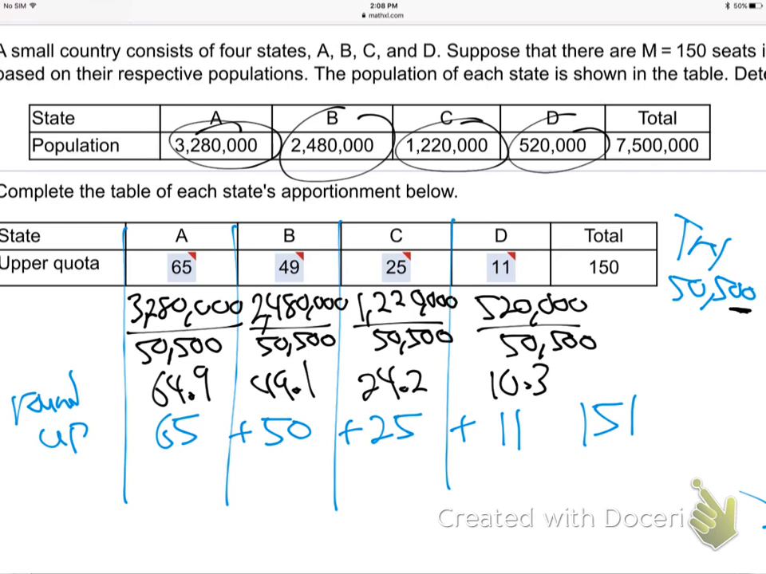So, what does that mean? If it's too much, it's too high, right? We only have 150 seats, we don't have 151. It's too high, so go higher. You getting the hang of this? Too low, go lower. Too high, go higher. Now, higher than what? Higher than 50,500. But not higher than 51,000. We already tried 51,000, and that didn't work. We needed to go lower.